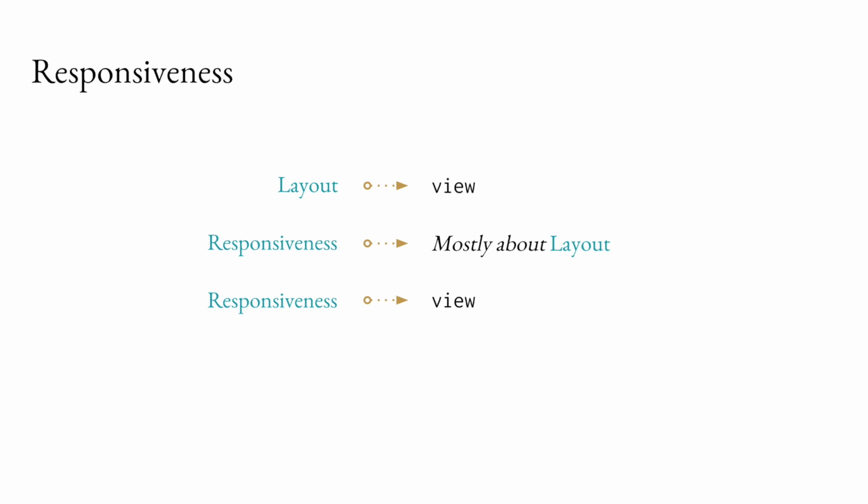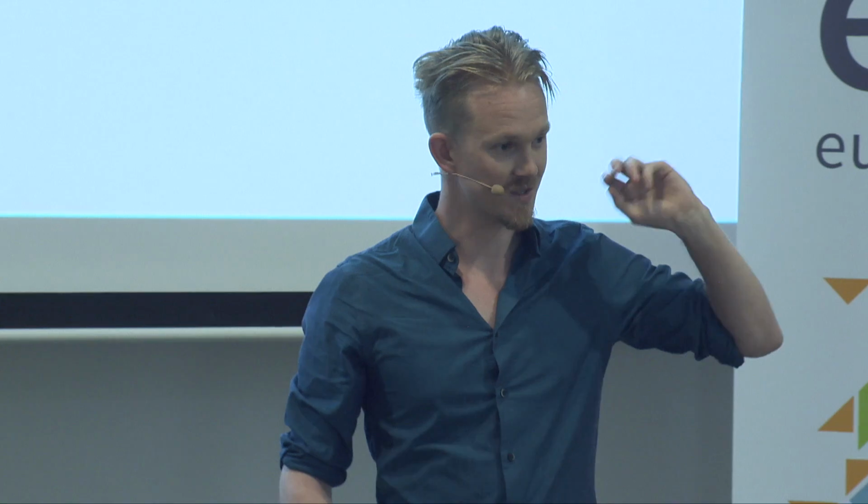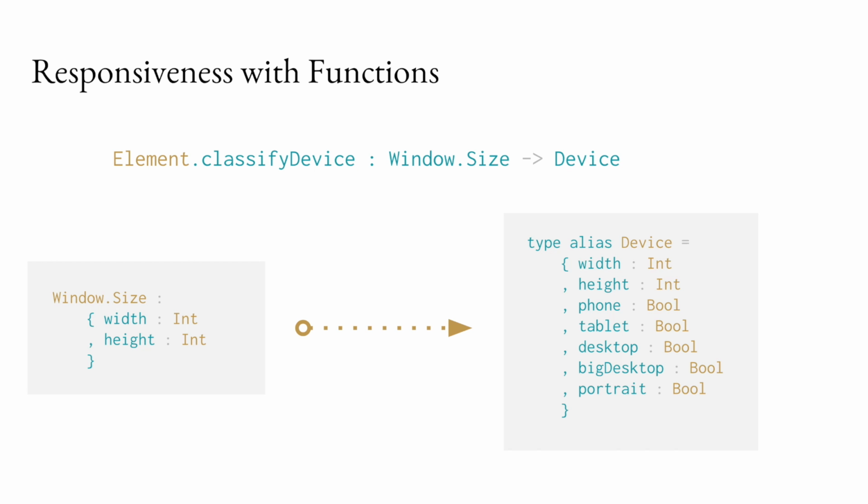So the next question is responsiveness. If we buy into the idea that layout should live in the view, and we buy into the idea that responsiveness is mostly about layout, then it follows that responsiveness should be in the view too, instead of having some sort of map. How would it work otherwise?